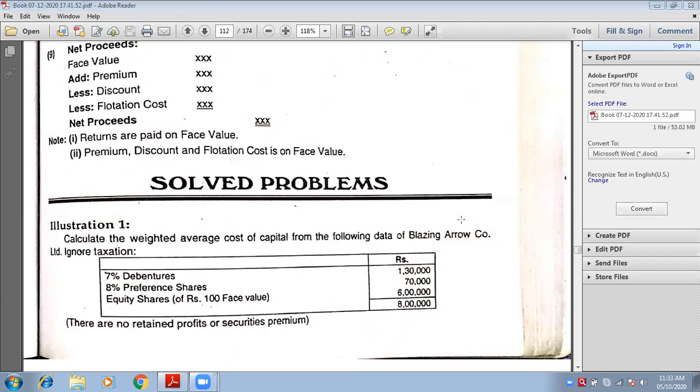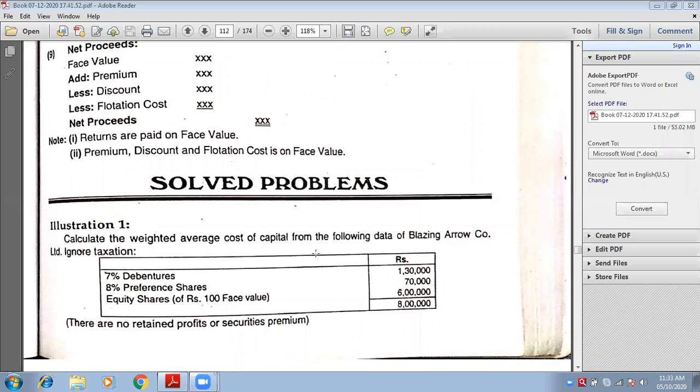Now, let's look at question number 1. Calculate the weighted average cost of capital from the following data of Blazing Arrow Company Limited. Ignore taxation. They say ignore taxation, so we will ignore it. So what are they asking you to calculate? Calculate the weighted average cost of capital.